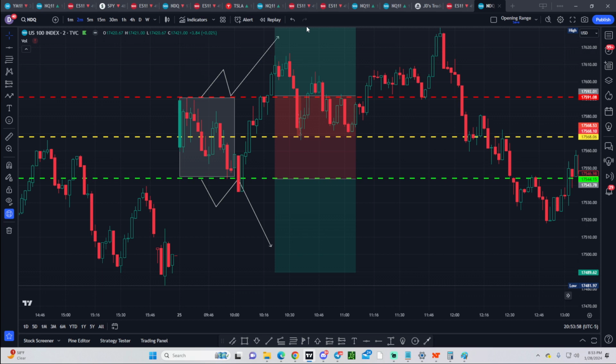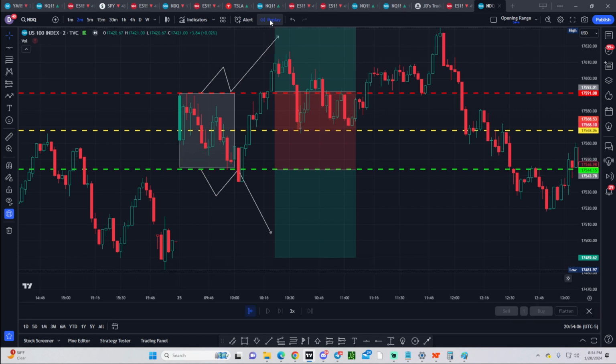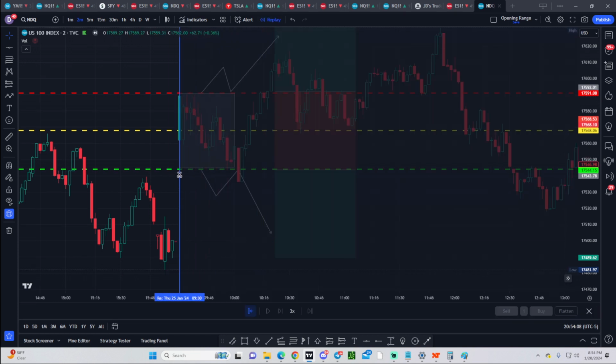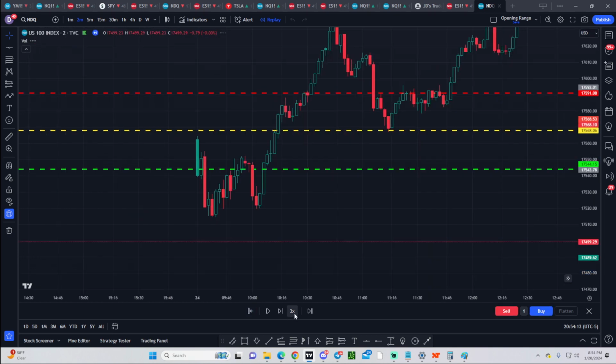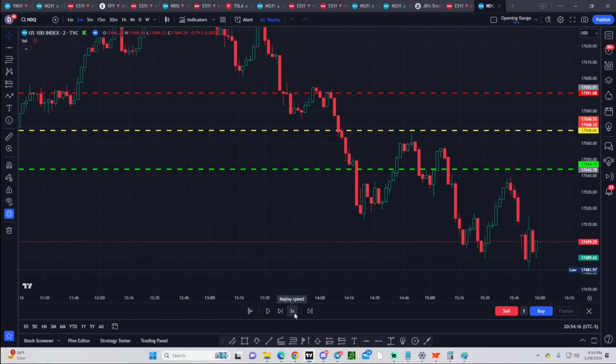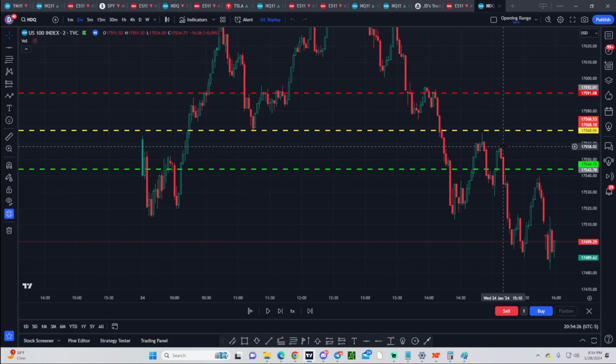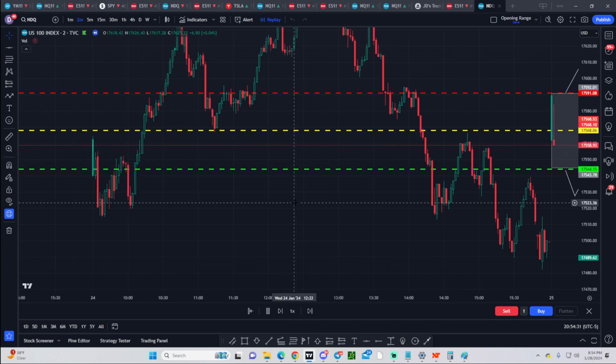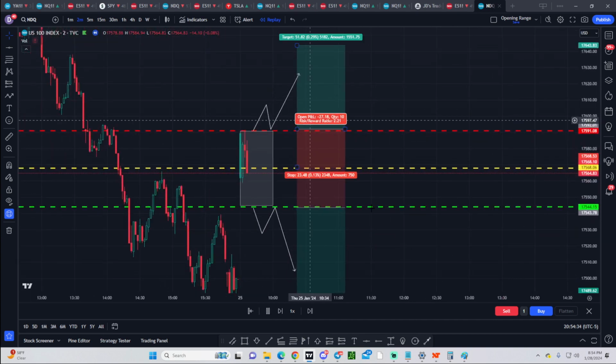The cool thing about TradingView is it has a replay feature here that allows you to do some market replay. What I'm gonna do is bring price all the way down to here, and we're gonna run this at, let's just make it 1 bar per second. So let's go back here and let's hit play. See how we started here.